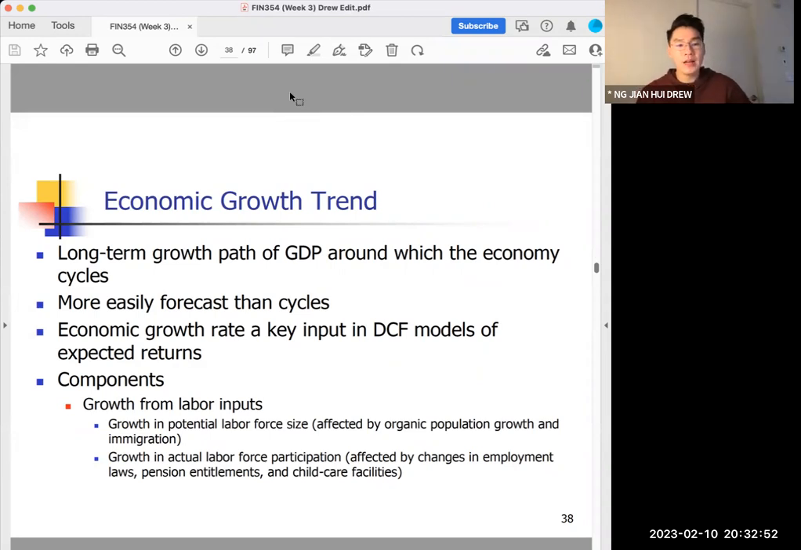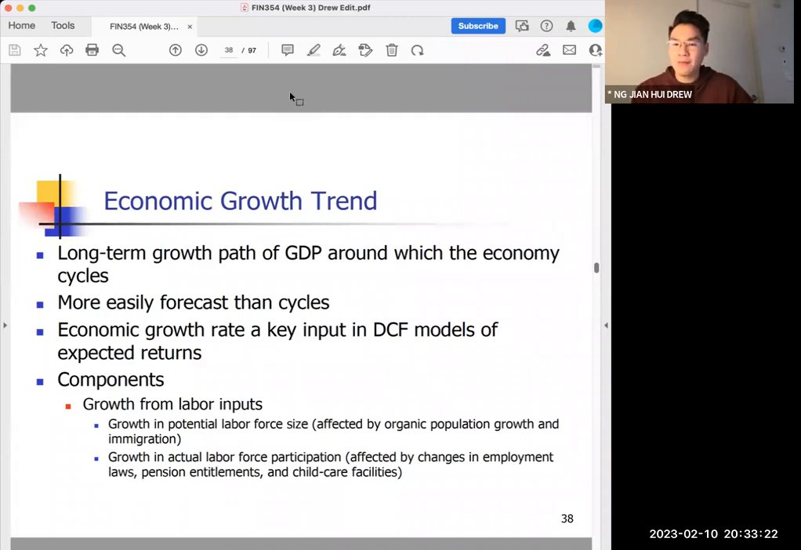Okay. So about economic growth trend, generally they refer more to the long-term GDP indicators of what the trend of the GDP is. Generally, growth trend is more or less quite stable. And the growth trend is basically your G. Just now we mentioned the Gordon growth model. Remember, there's this idea of G.